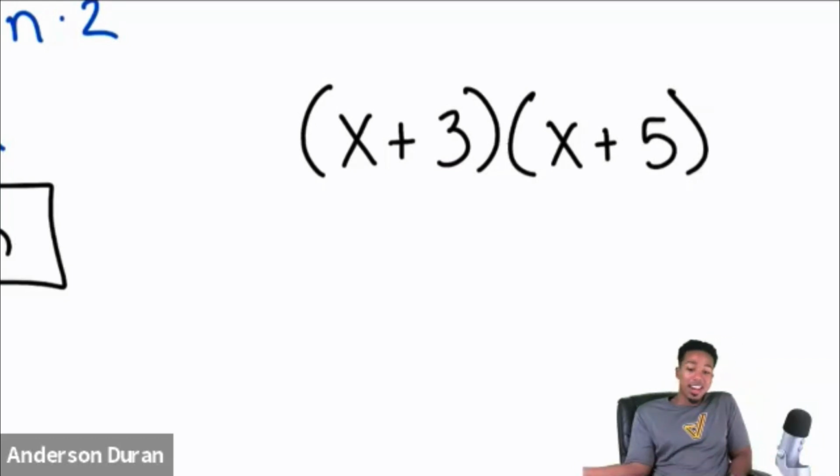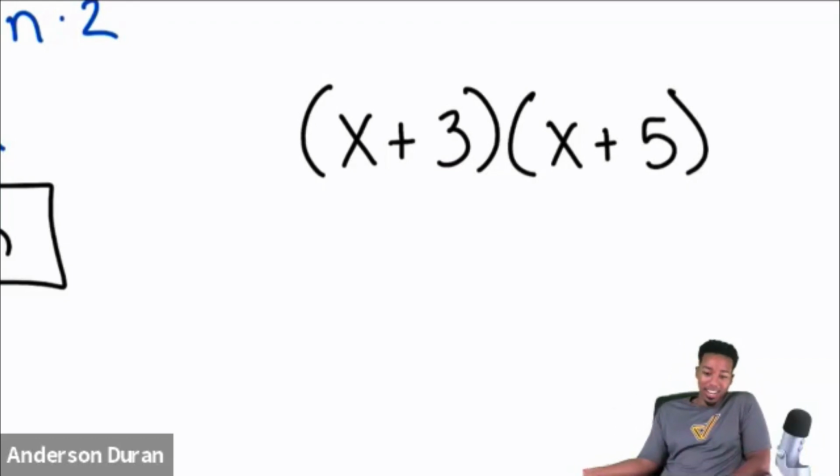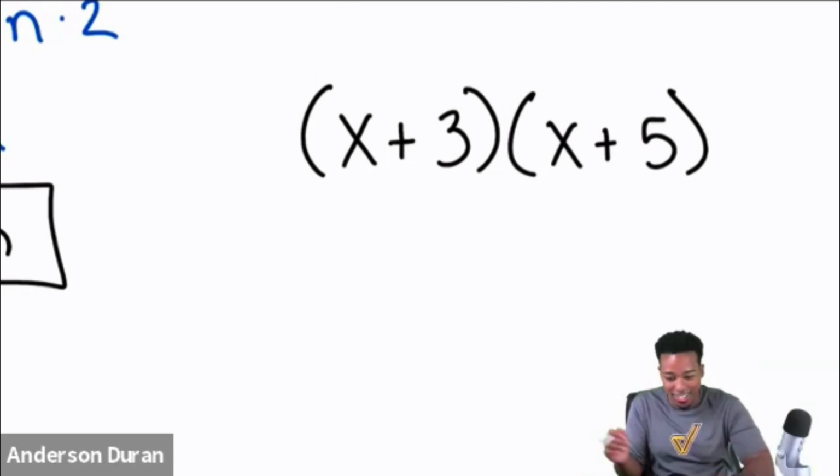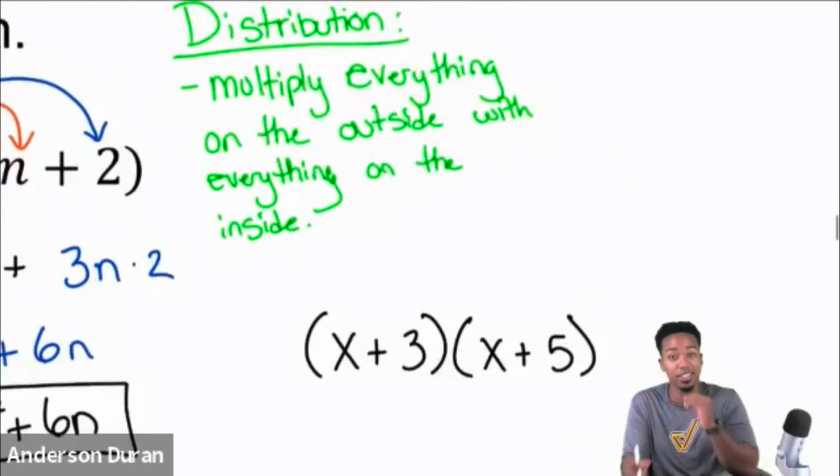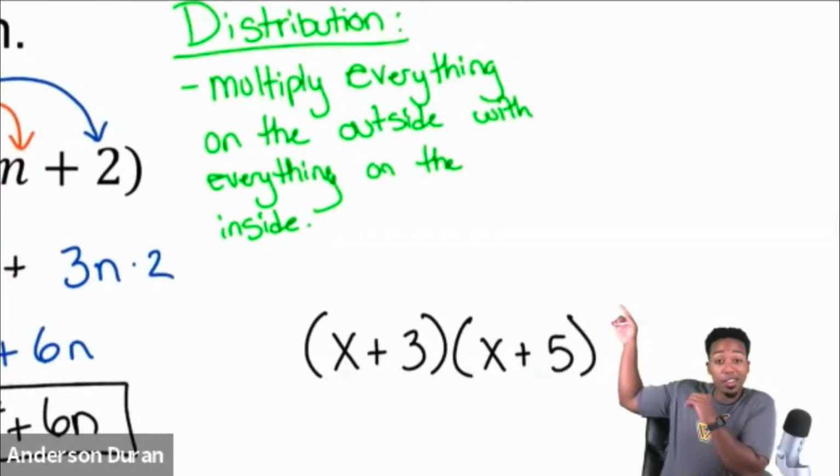Again, what did I say about distributing? What did I say about distributing? Thank you, Tawan. There it is. Make sure everything on the outside multiplies with everything on the inside. I literally showed you right here, right there. Make sure everything on the outside multiplies with everything on the inside.